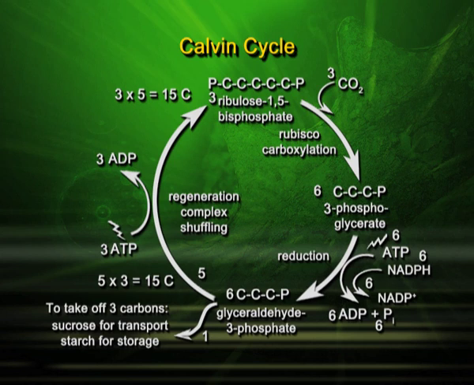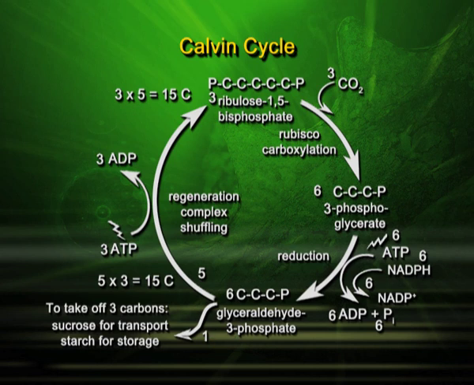Now, this 3-phosphoglycerate, at the cost of consumption of NADPH, which was a product of the light reaction, and also at the cost of ATP, which was also a product of the light reaction, these two are utilized in the second step called reduction, where 3-phosphoglycerate is converted to glyceraldehyde 3-phosphate.